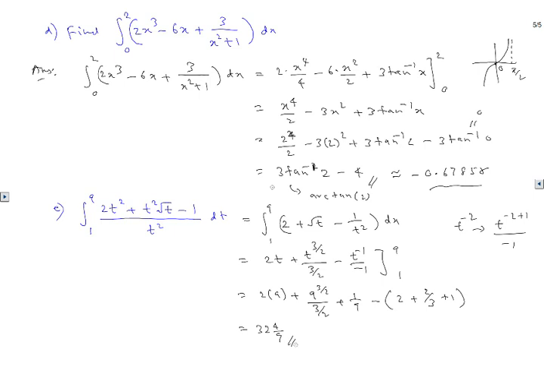And again, look at the instructions in the web assignment just to check what they're asking, whether they're asking for the exact value or whether they're asking for an approximation.